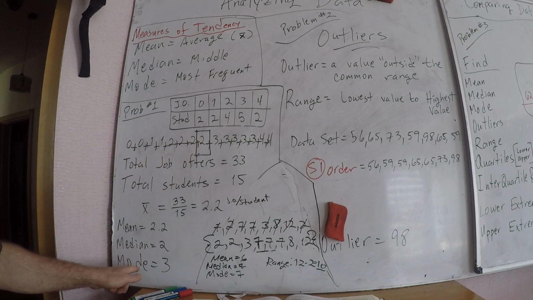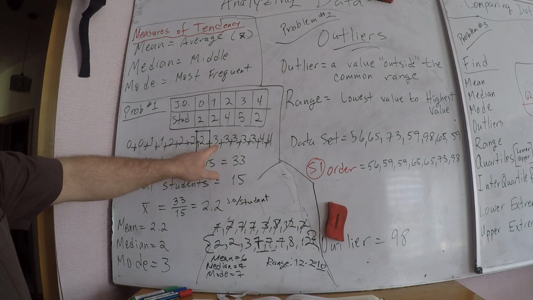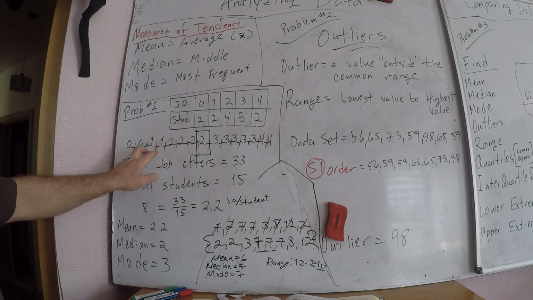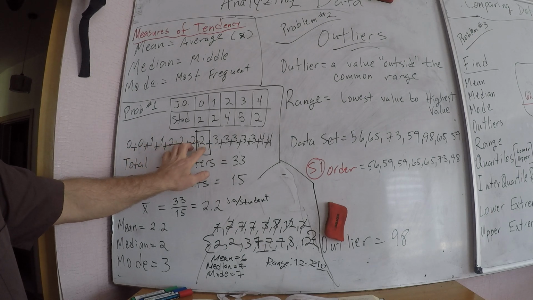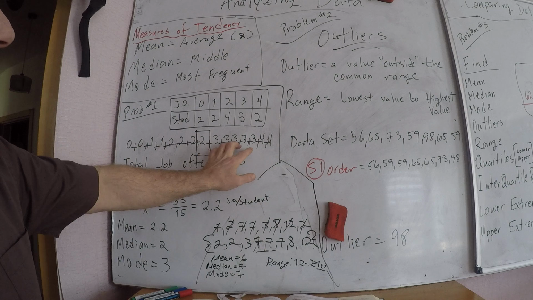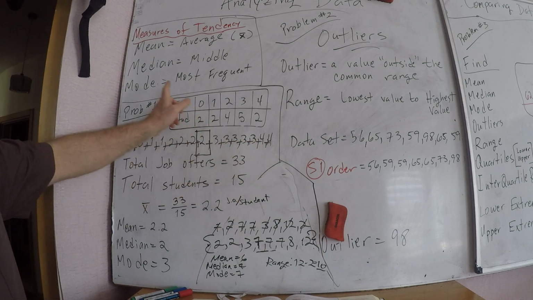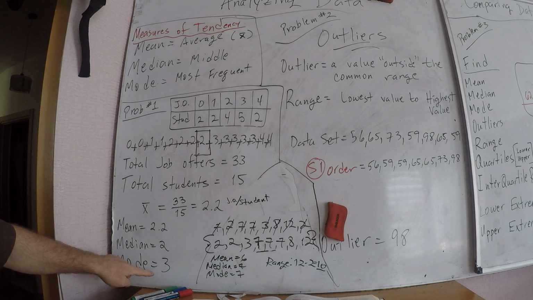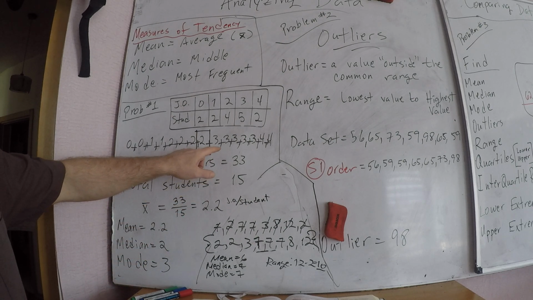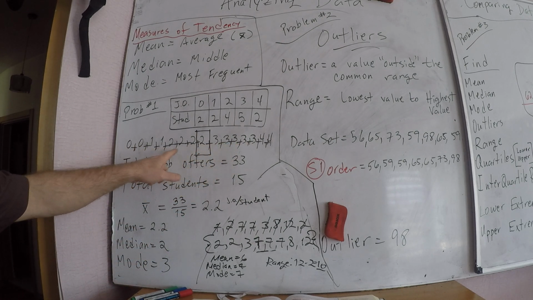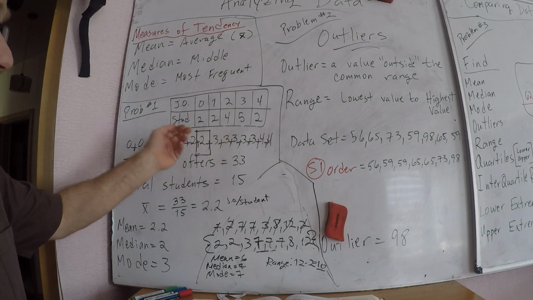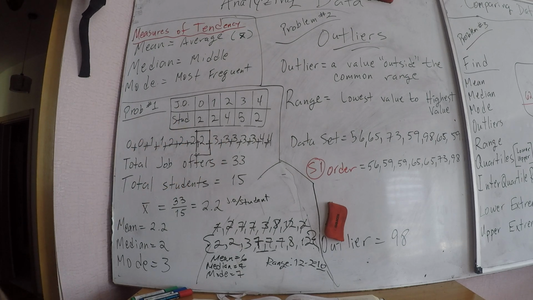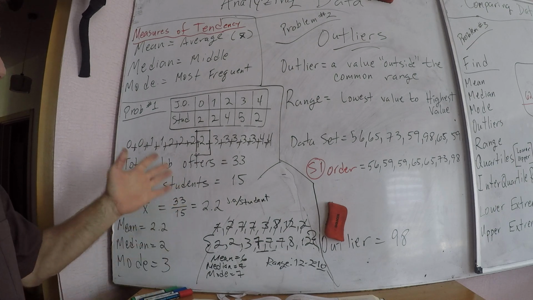Nothing to add. The mode is 3. We had 2 zeros, 2 1s, 4 2s, 5 3s, and 2 4s. So the mode, the most frequent, is the 3s. If there were the same number of 3s as there was 2s, then the mode would be 3 and 2. But there's only one most frequent here. So that's it with that.